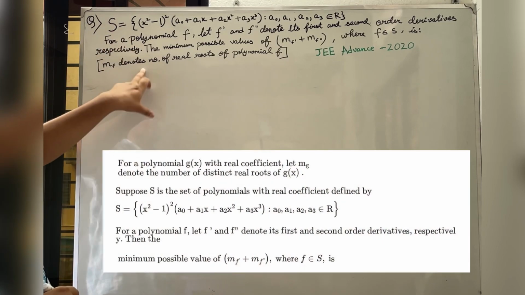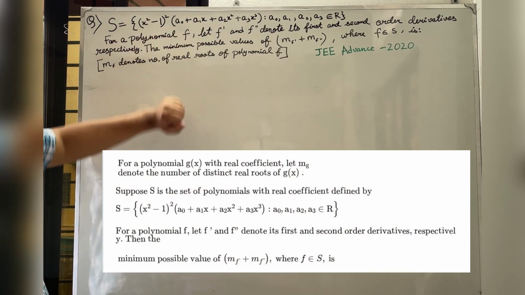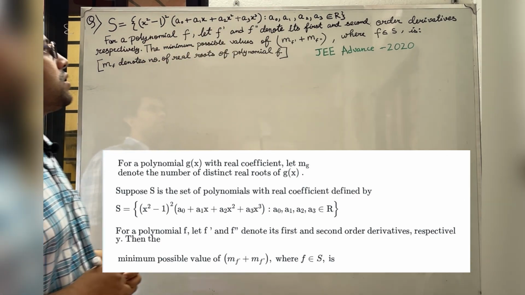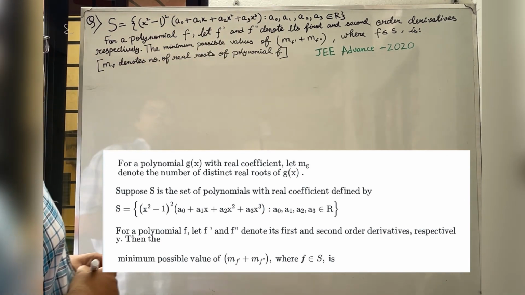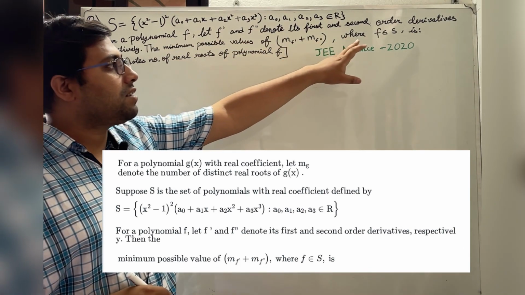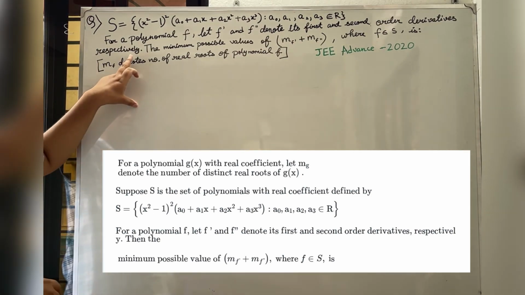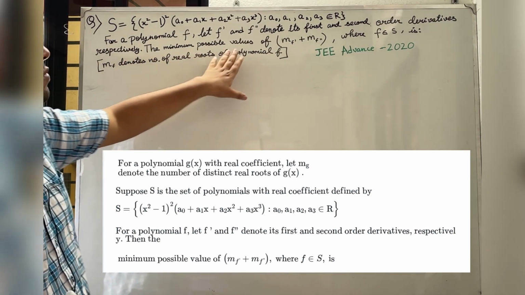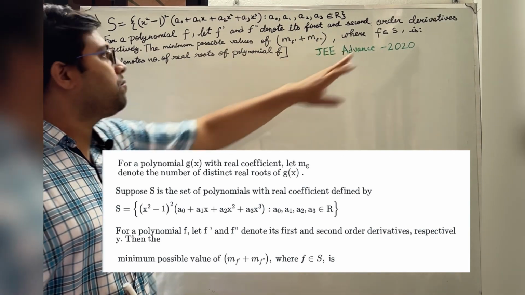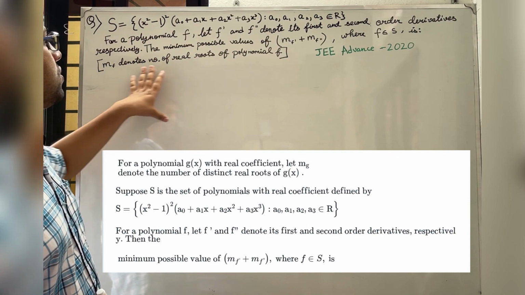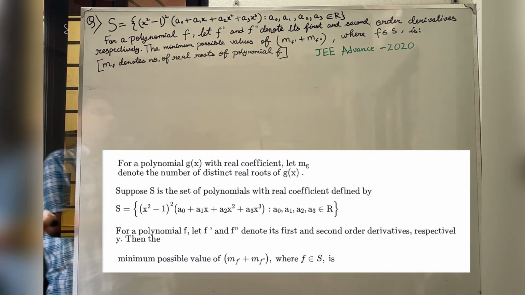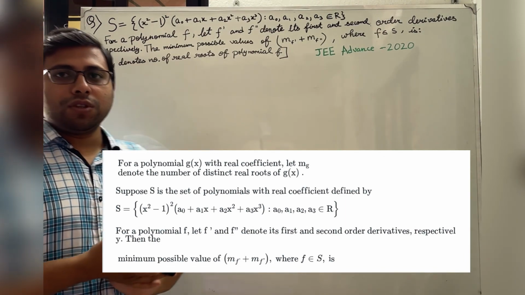Let S be a set like that (x square minus 1) whole square times a polynomial a0 + a1x + a2x square + a3x cube, and f' and f'' denote its first and second derivative respectively. Then the minimum possible values of m_f' and m_f'', where f belongs to S and m_f denotes the number of real roots of this polynomial f. So we will solve this problem using Rolle's theorem.